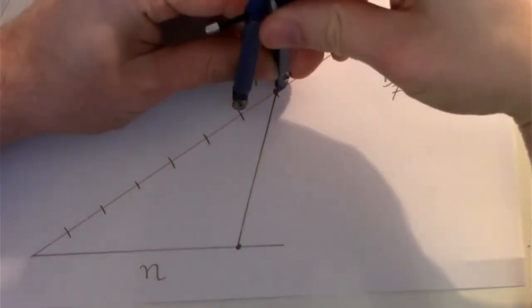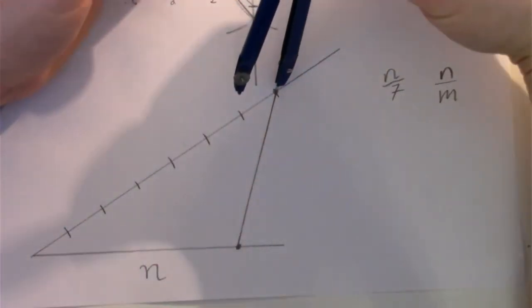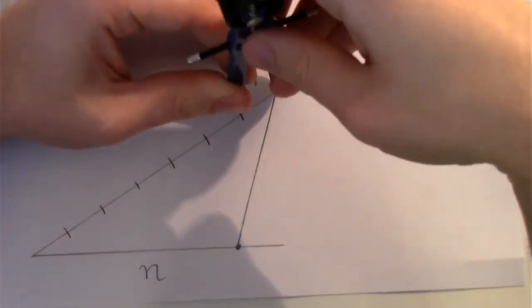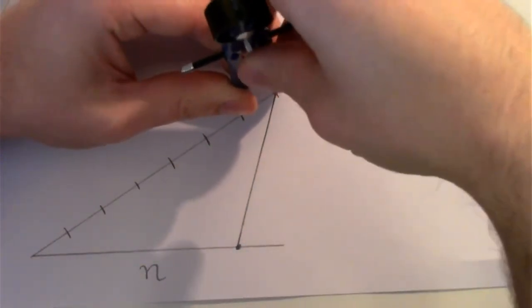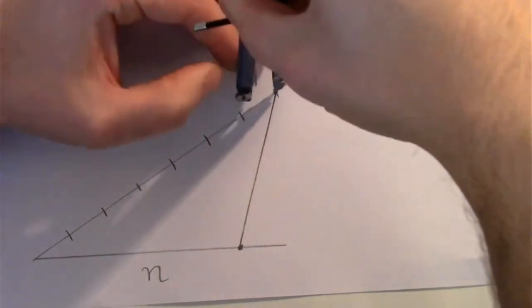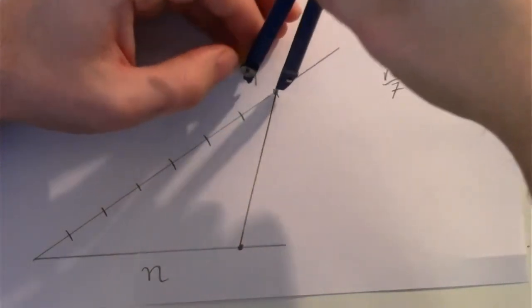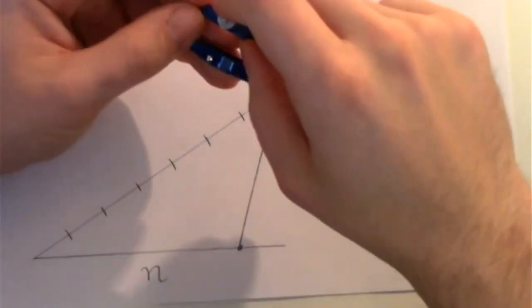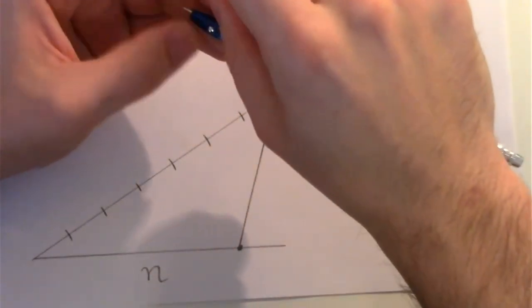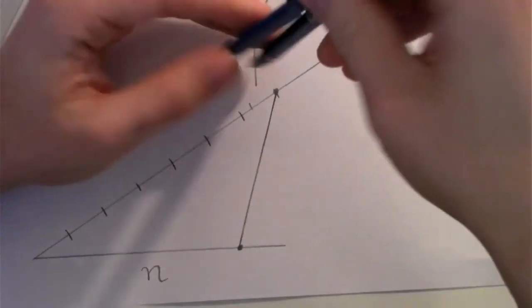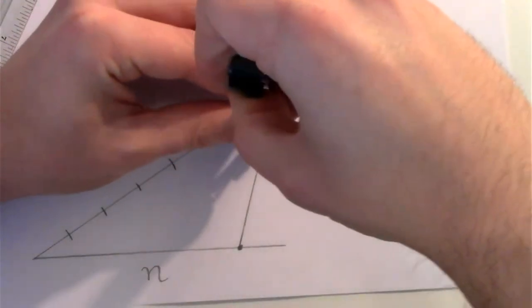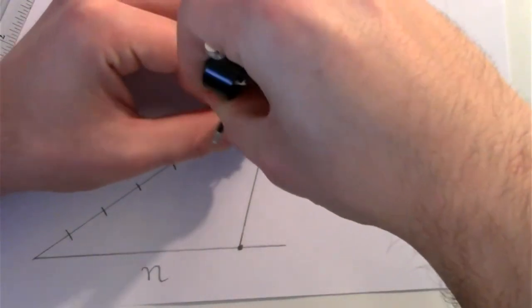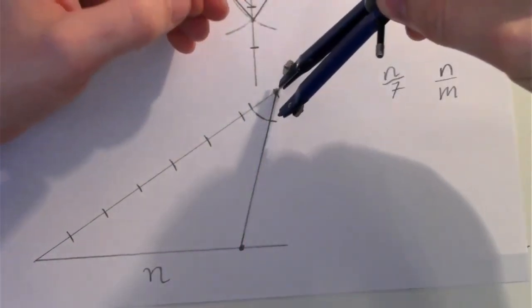So the first thing I do is put the point of my compass on the middle here, and making this a little bit smaller, I'm going to draw an arc. I want to make sure that this arc I'm drawing crosses both of the lines that I'm interested in. So I'm going to draw this arc here, and see it crosses both of the lines.